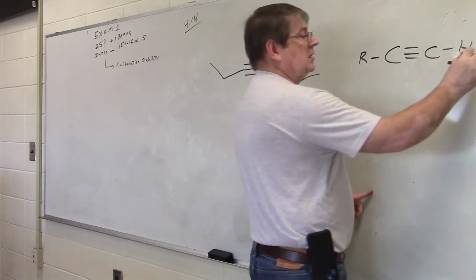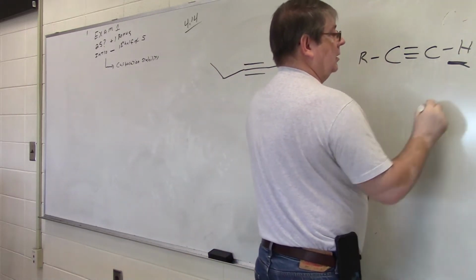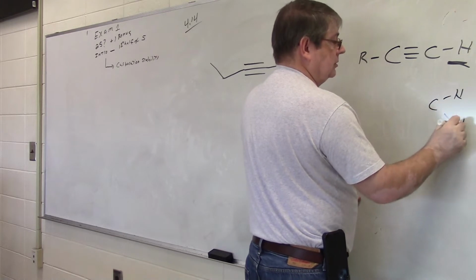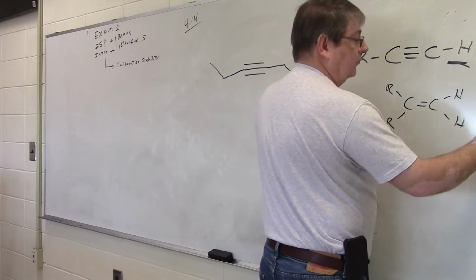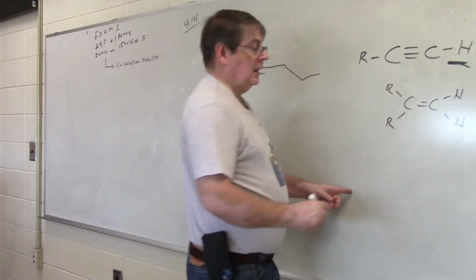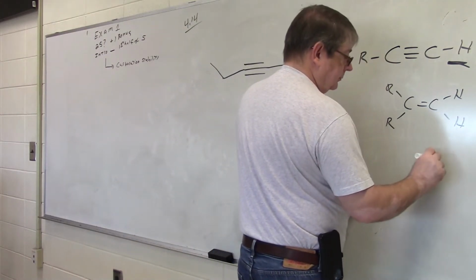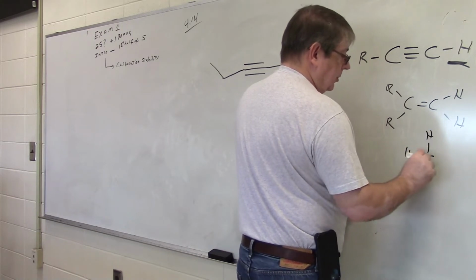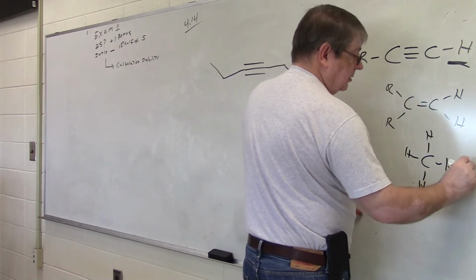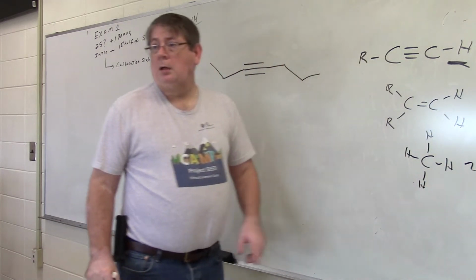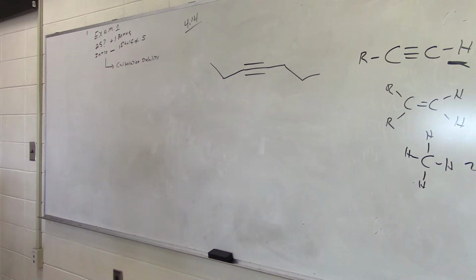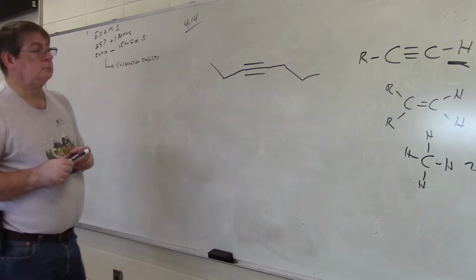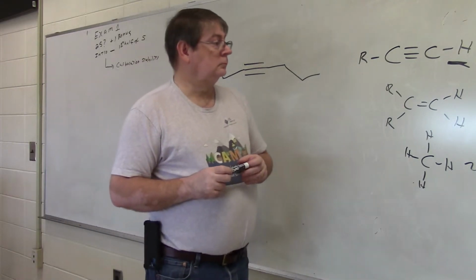So the pKa of this is about 25. The pKa of these hydrogens is about 44. And the pKa of just an alkane, we'll just put methane up here, is about 50. So something you would ask would be more along the lines of which group is more acidic, or which one has the most acidic hydrogens? So I could ask it both ways.